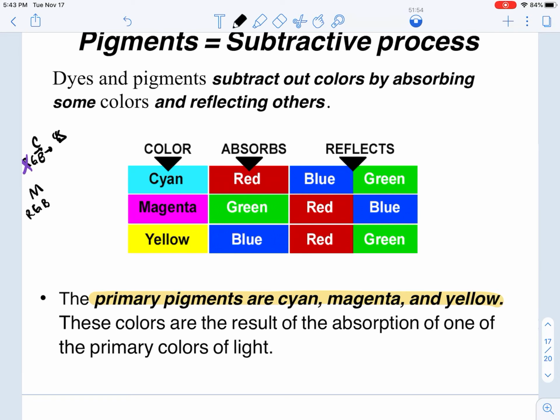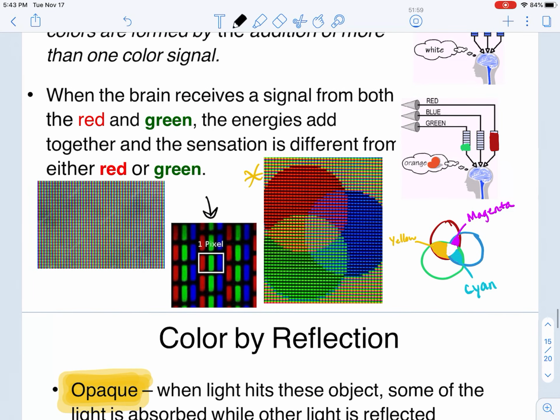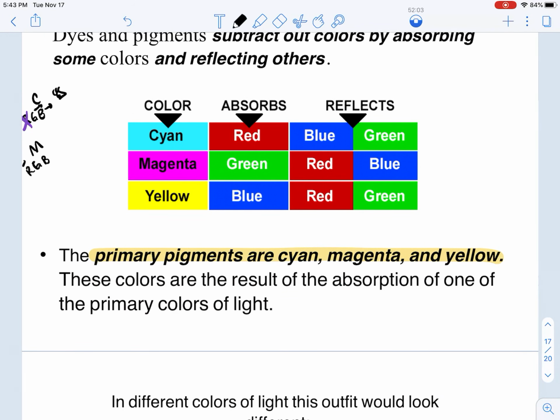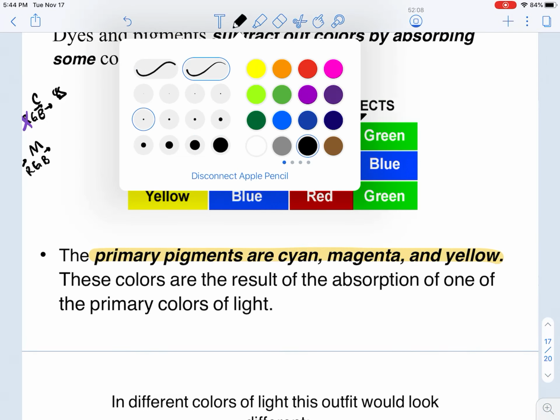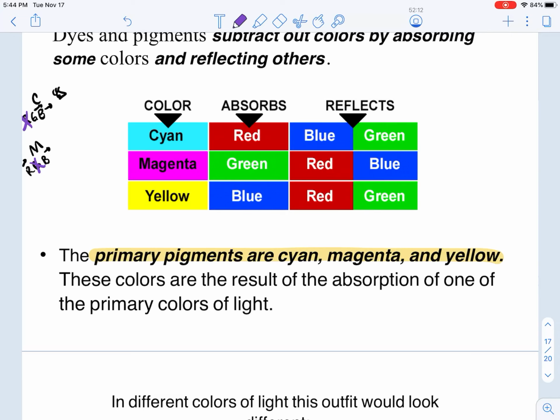If my printer then also puts down the color magenta, so of our red, green, and blue, magenta is the combination of light that includes red and blue light. So red light and blue light will need to make it to my eyeball in order for me to see the magenta, which means that the color green did not get reflected to my eye, so green was absorbed by the fabric, in this case the paper.